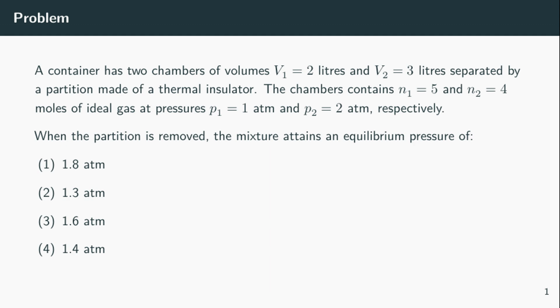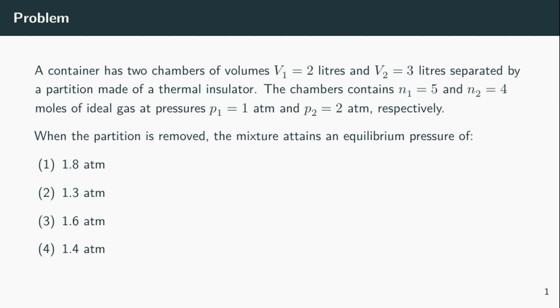The second chamber V2 is 3 liters and holds N2, 4 moles of ideal gas at a pressure P2 of 2 atmospheres. Now the wall separating them is removed, allowing the gases to mix and reach a new balance. We want to find out what the final equilibrium pressure of this mixture will be. And we have a few options here: 1.8 atmospheres, 1.3 atmospheres, 1.6 atmospheres, or 1.4 atmospheres.